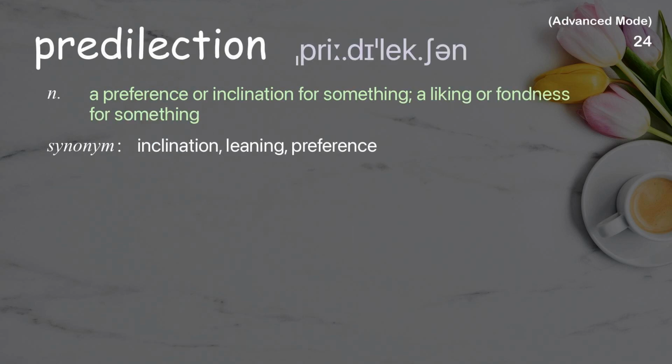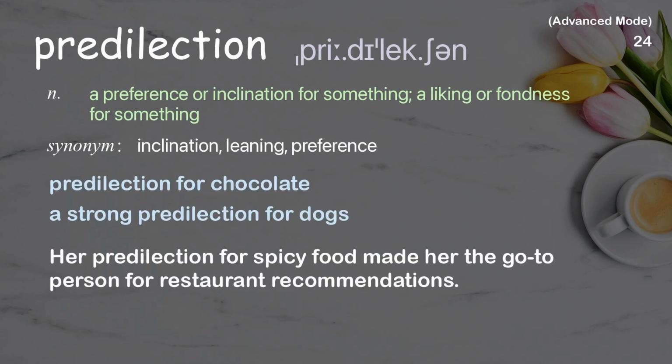Predilection. A preference or inclination for something, a liking or fondness for something. Examples: Predilection for chocolate. A strong predilection for dogs. Her predilection for spicy food made her the go-to person for restaurant recommendations.